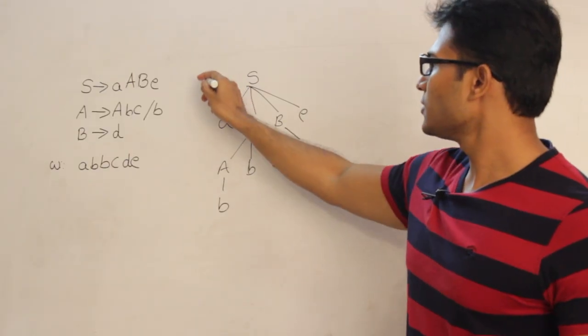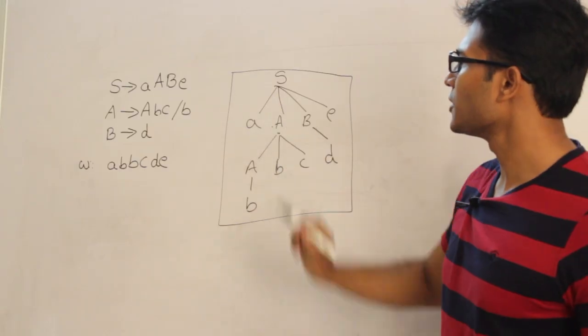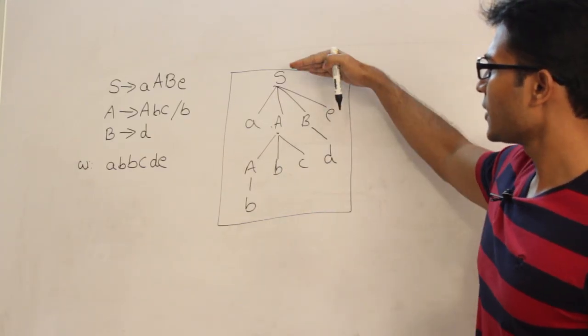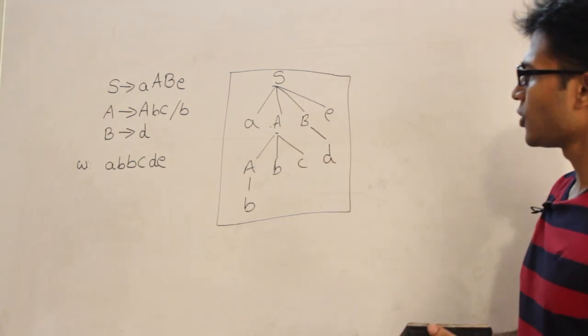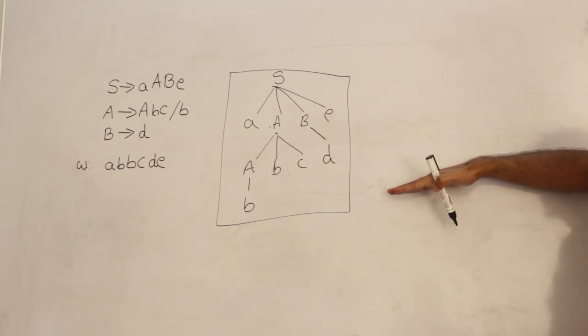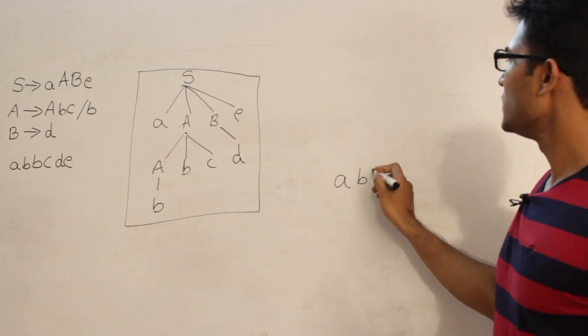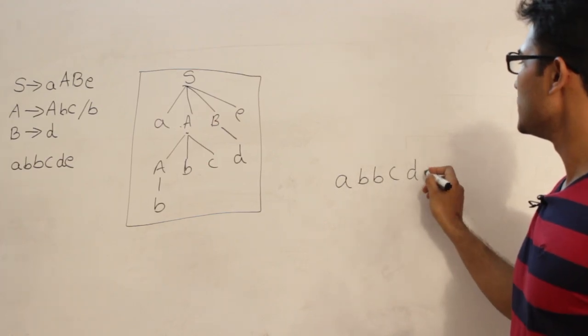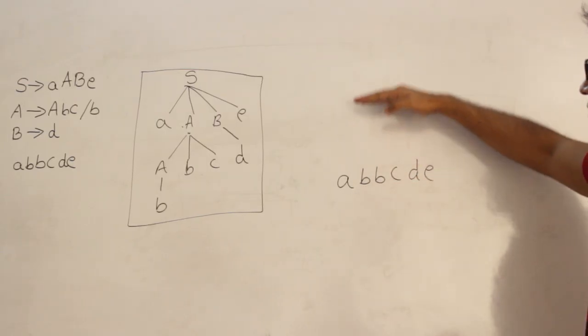Therefore, the main decision making is what production I should choose for a variable, right? So that is why we need to be very deterministic in this. Next one is bottom up parsing. Bottom up parsing is where I'll take the terminals and then go to the root. For example, if the word is A, B, B, C, D, E, I'll start from the terminals and then I reach the top.